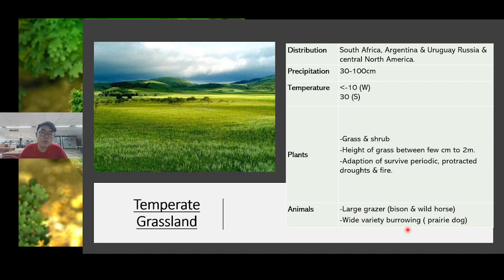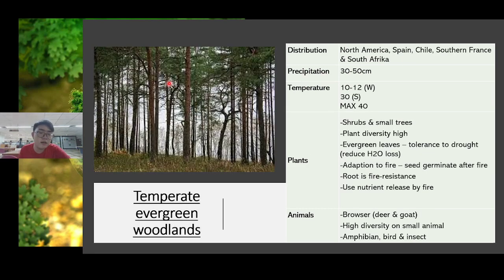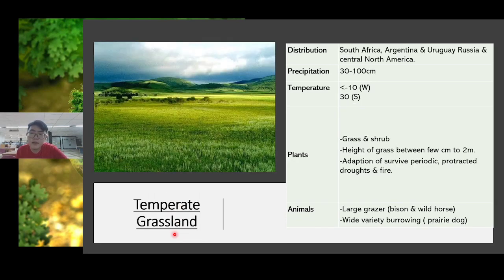Okay, next we will go to the temperate grassland. Normally it is distributed in South Africa, Argentina, Uruguay, Russia, and central North America. The precipitation is about 30 to 100 cm per year, so it's much higher than the temperate evergreen woodlands. The temperature in winter can become -10, but in summer it becomes 30 degrees Celsius.